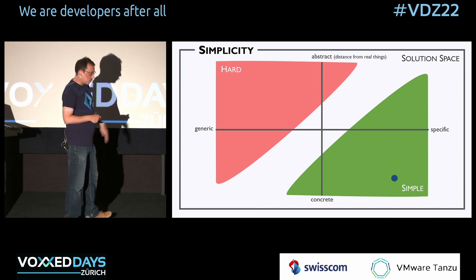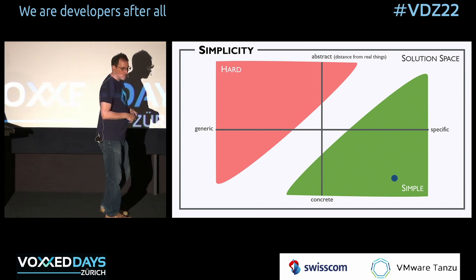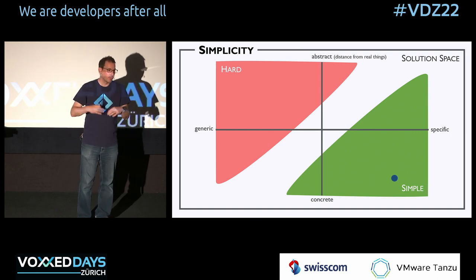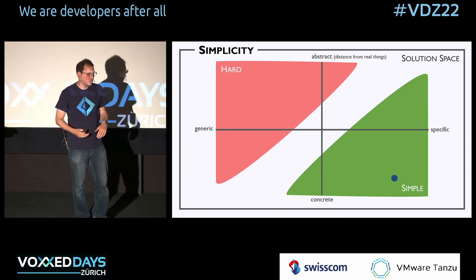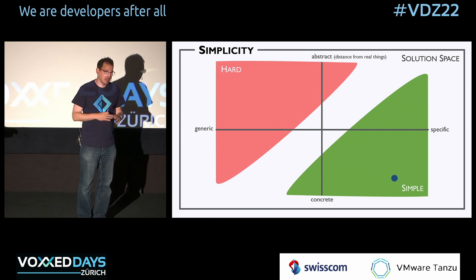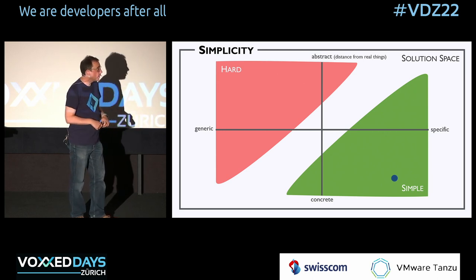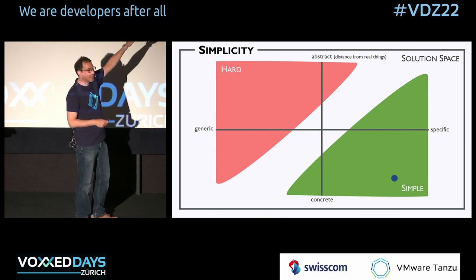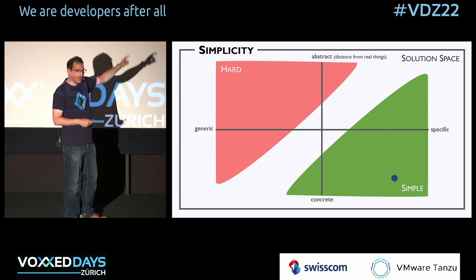We should start at the bottom right for a simple solution. So we start with the first feature. We build a solution only for the first feature, for the first user. Simple, concrete, specific. And I know there are a lot of teams out there that really like to start at the bottom left. What do they do?